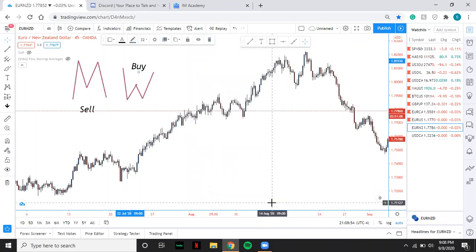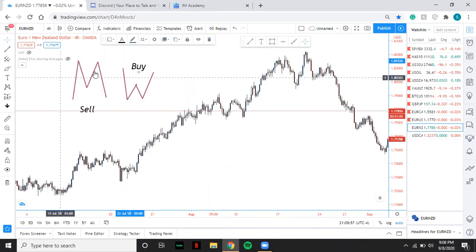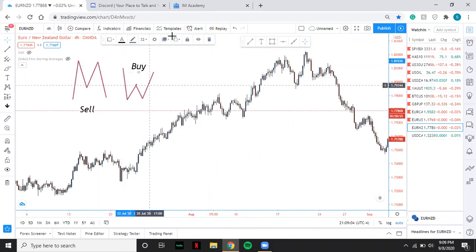So like I said, that's the difference between the M and the W. When you see an M, you're predicting that the market is going down, so you place a sell. With a W, you're predicting that the market is going up, so you place a buy.